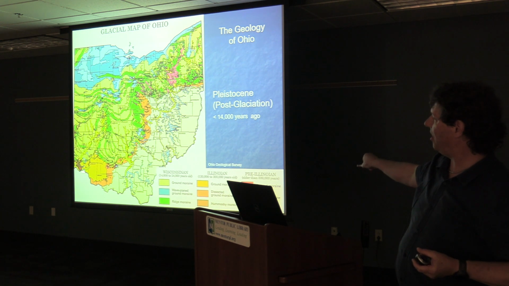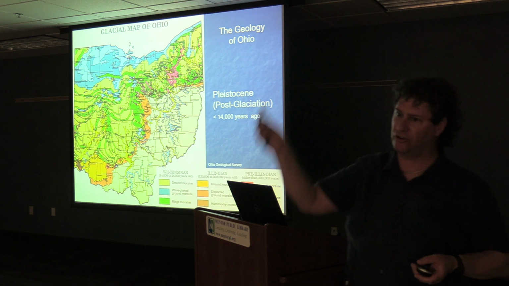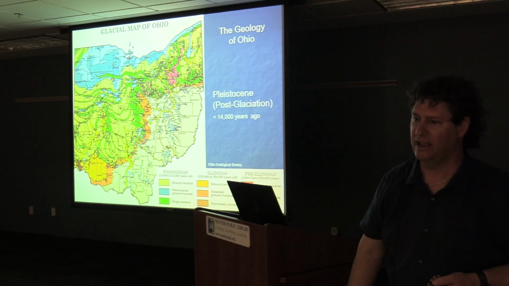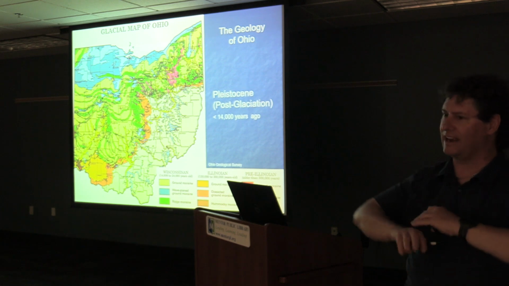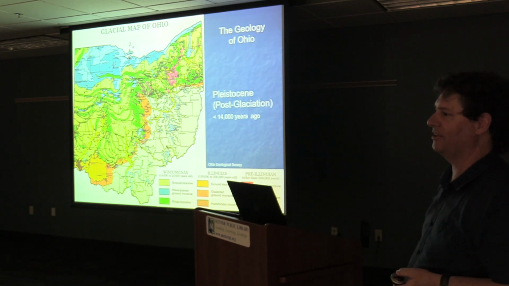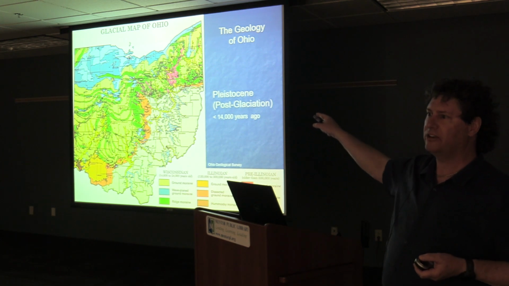And you can see all the way down here is where the glaciers went. The only place in Ohio that escaped the glaciers was the southeast corner of the state. And of course, that's the most mountainous too, because those glaciers didn't rub everything down to a flat, featureless landscape like it did everywhere else. This is our geology for the last 14,000 years.